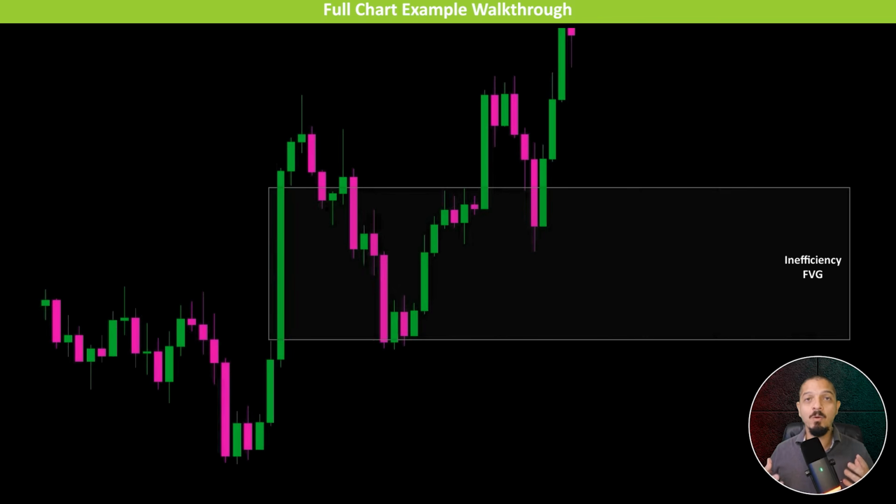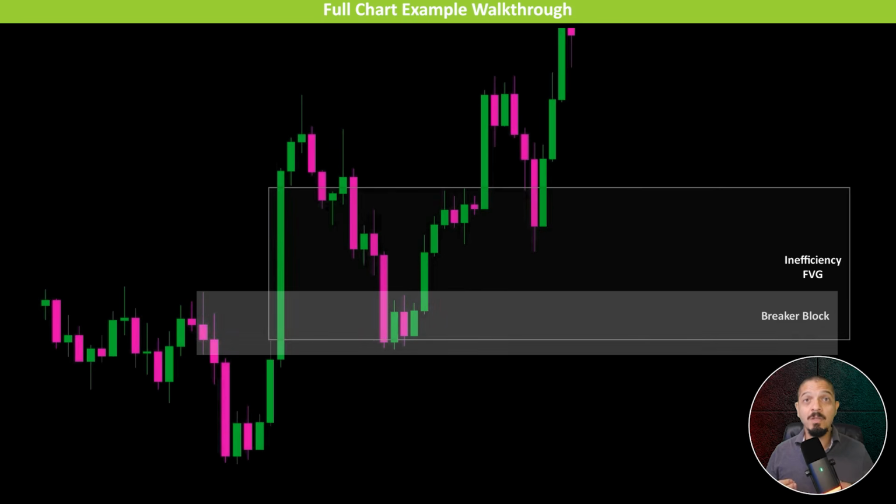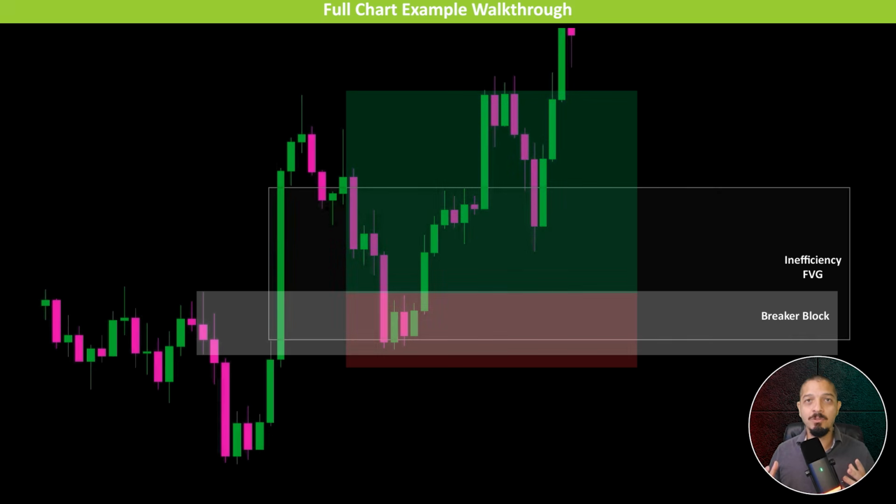A second high-quality setup happens when a breaker block aligns with a significant liquidity void. This usually occurs when the price breaks through the breaker block with inefficiency, leaving the entire area inside a gap. This combination often produces highly reliable buy or sell opportunities.